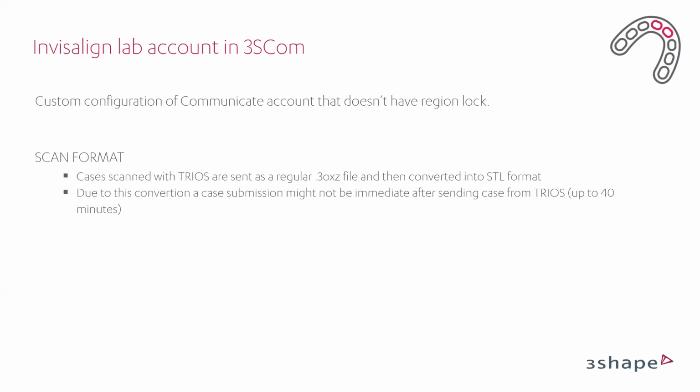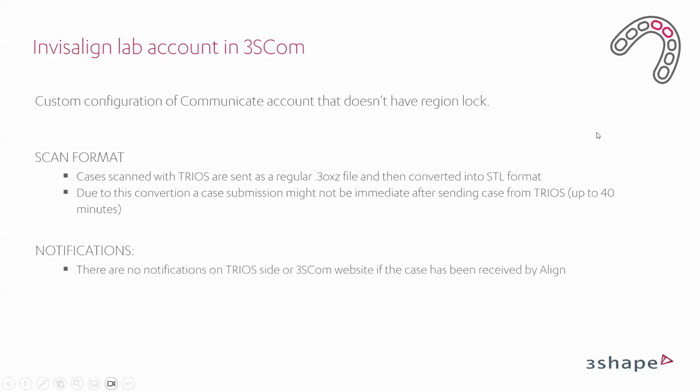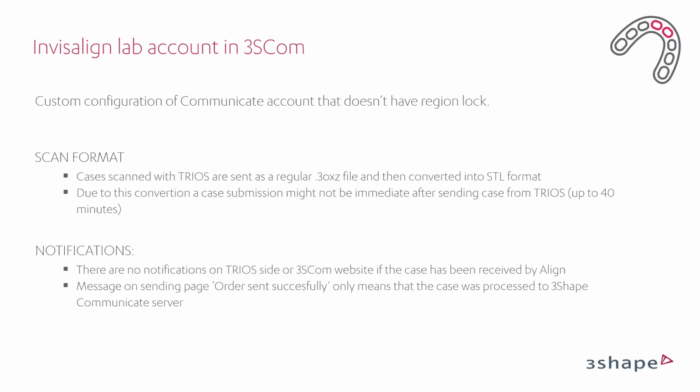You see that some of the orders are not accepted by the Invisalign Lab immediately, so it may take some time. Also, there are no notifications on the Trios side or the TreeShape.com website if the case has been received by Align. The message on the sending page, order sent successfully, only means that the case was processed to the TreeShape Communicate server. More documentation will be available on the link, and you will have access to it on how to set up the Invisalign integration with our software as well.